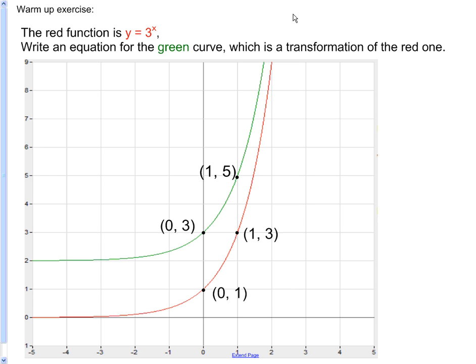Okay, here we go. So this is just a little reminder of what we did yesterday. The red one is the parent function, and it's y equals 3 to the x. Normally we'd use y equals 2 to the x, but now we've got the green one. Does it appear to you that it's moved upwards? The question is, did it move up or did it stretch up? It moved up how far?